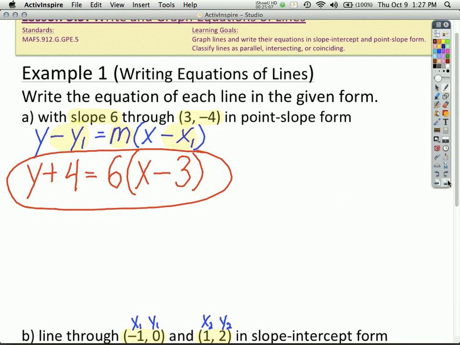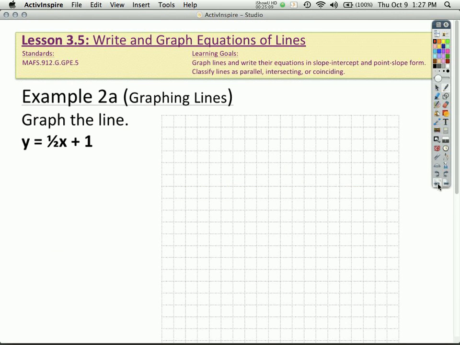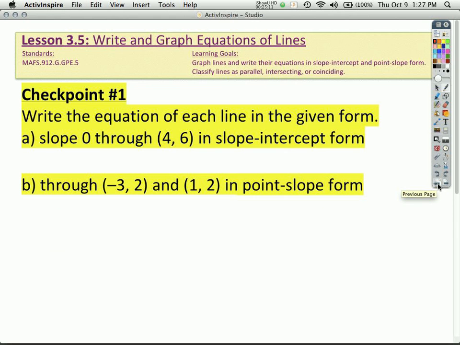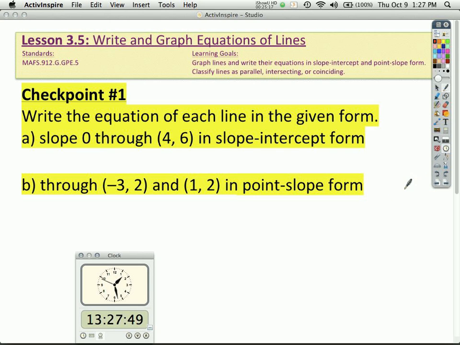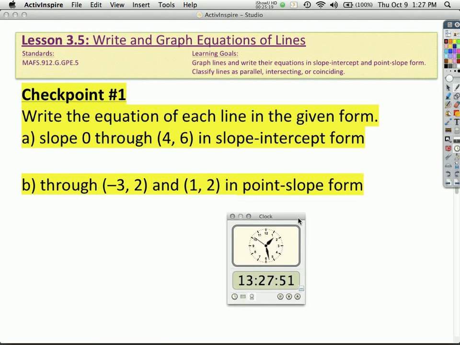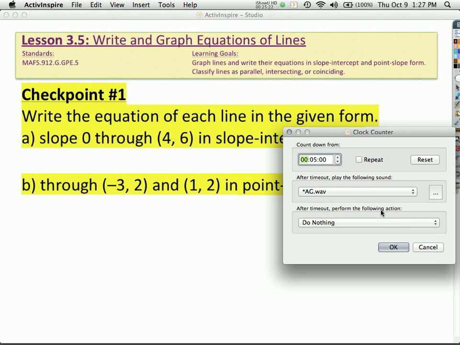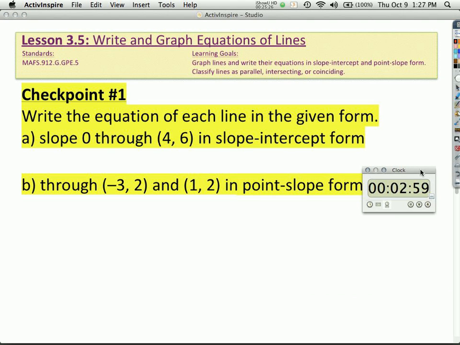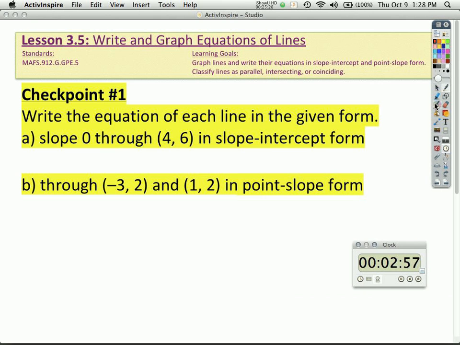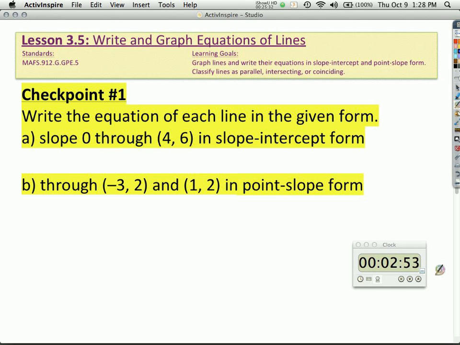Okay, let's see how you do on your own. Checkpoint number 1. Write the equation of each line in the given form. You've got 2 different equations to write. You've got 3 minutes. If there's any concerns of any kind, please let me know. I will come help you. You can also rely on your teammates to help you as well.